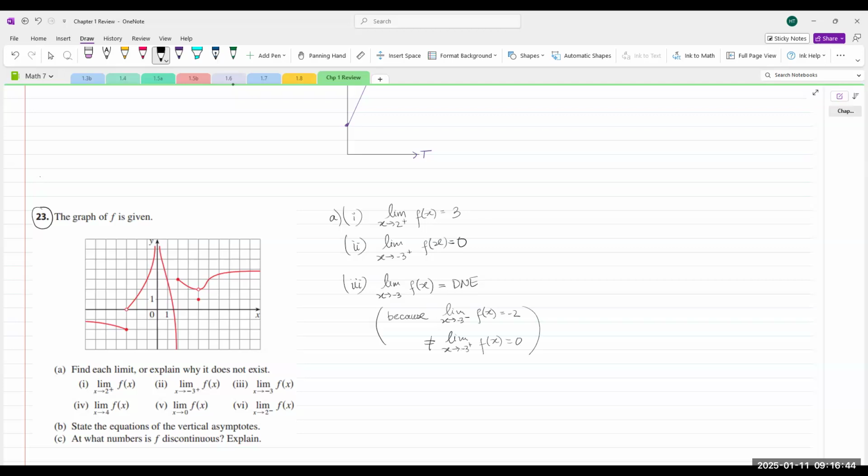Okay, now number 4, how about the limit as x approaches 4 of the function? This is x equals 4, right? Notice that the left-hand limit and right-hand limit are both the same, which is equal to 2. So the limit exists because they have the same limit.